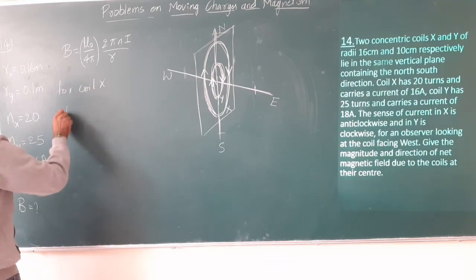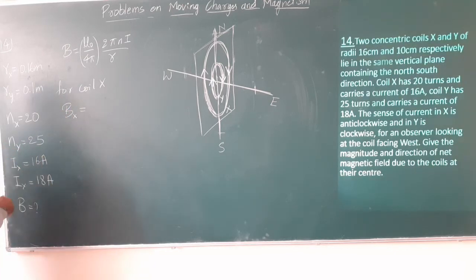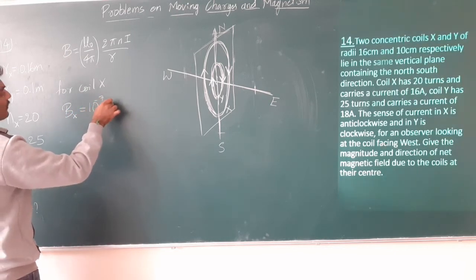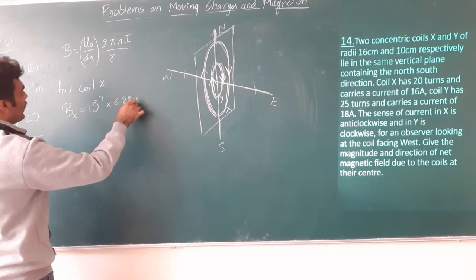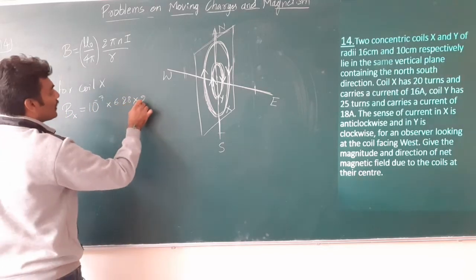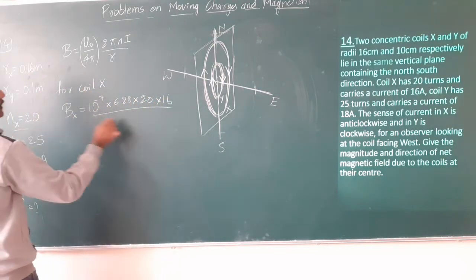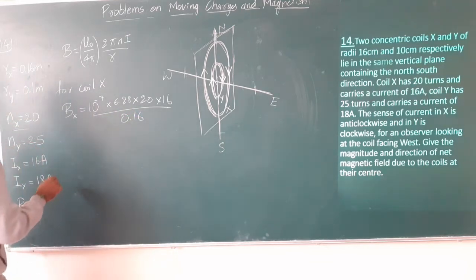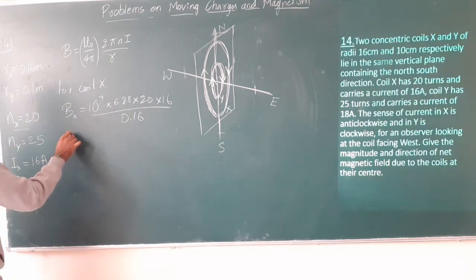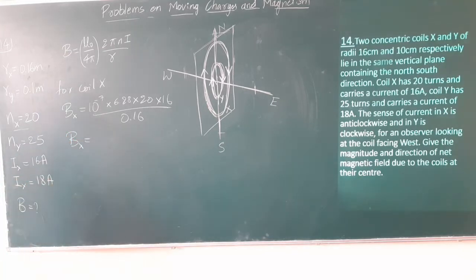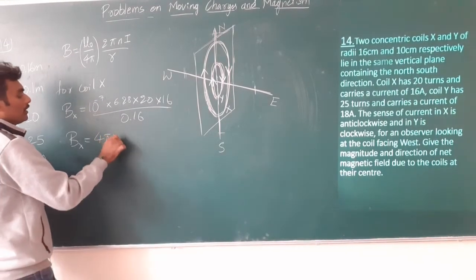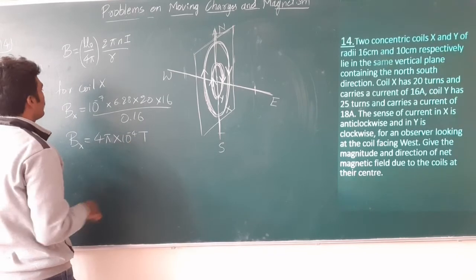For coil X, magnetic field shall be taken as Bx, which is equal to 10 to the power minus 7 into 6.28 into number of turns 20, current into that is 16 ampere, divided by radius 0.16. Yeah, make use of calculator and get the value of Bx. So the value of Bx that you get is 4 pi into 10 to the power of minus 4 Tesla.